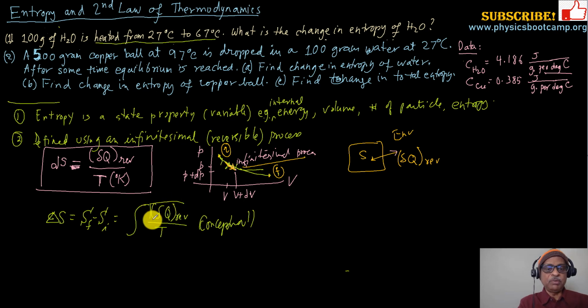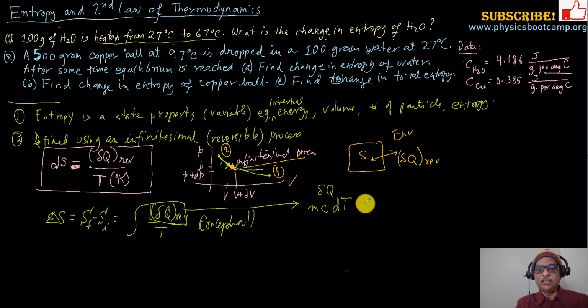If you remember, this delta Q can be written in various ways. It can be m c dT, and this is like at constant volume.